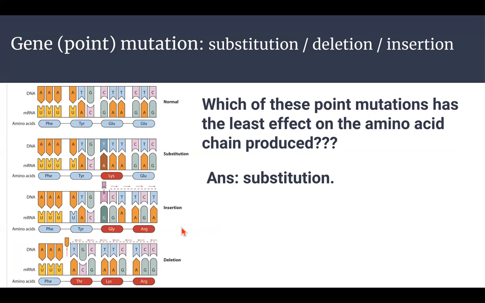So which of these point mutations has the least effect on the amino acid chain produced? Well, substitution, because you're substituting one base. Technically speaking, only one amino acid is affected. If you have insertion or deletion, due to the frame shift effect, everything downstream of that point of mutation becomes wrong after that.